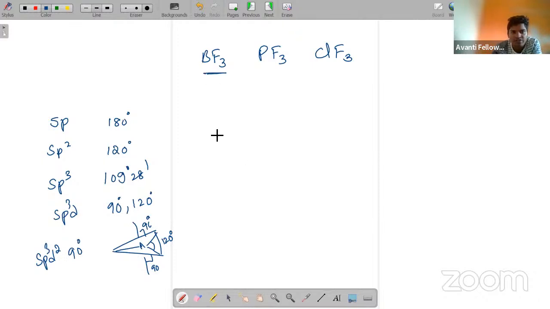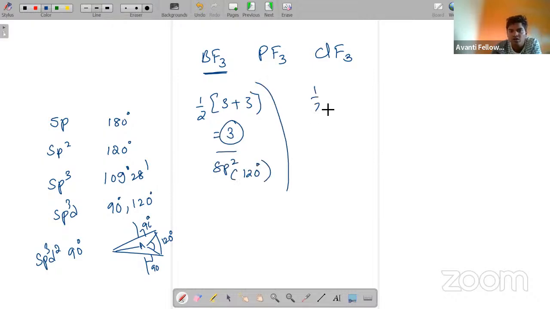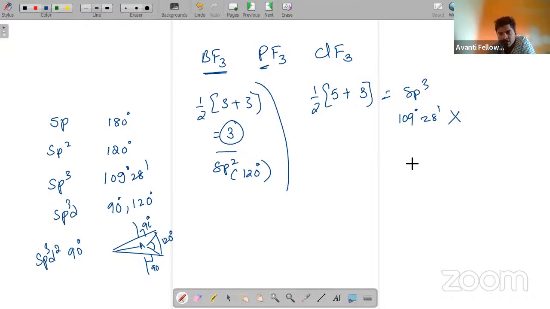Now, first for BF3 we need to find the hybridization, that is half into the valency of boron. Boron is 3. How many single bonds? 3. So the hybridization number will be 3 and this will be sp2. The bond angle will be 120. Next for PF3, half into phosphorus valence electrons, just before we found 5 plus 3, 8. Then this will be sp3. The bond angle will be 109 degrees 28 minutes. But that is wrong. Why? Because if you see for PF3, phosphorus, you have to write.